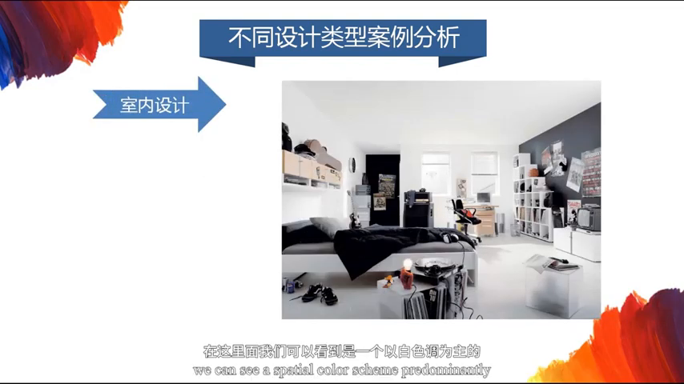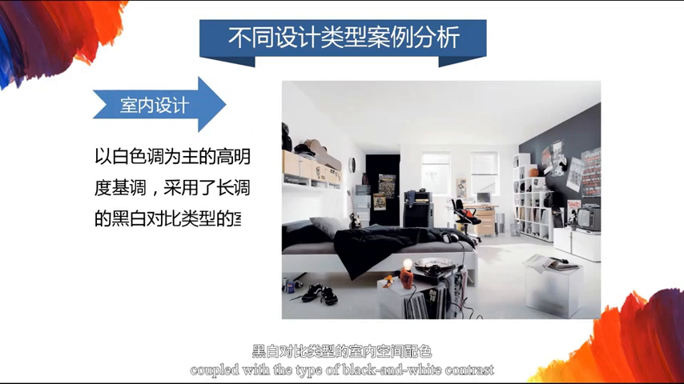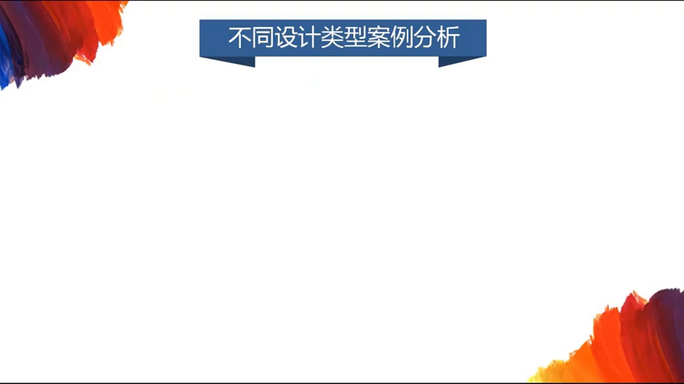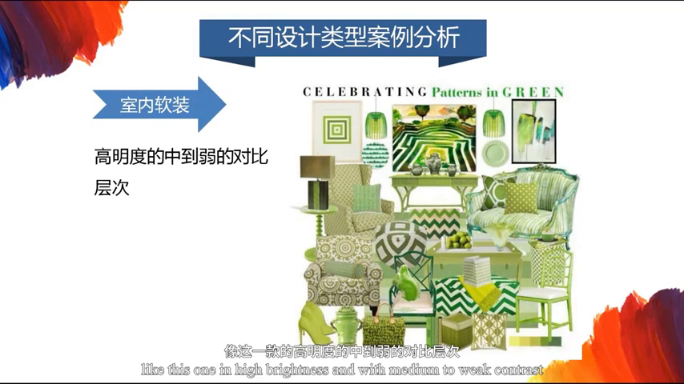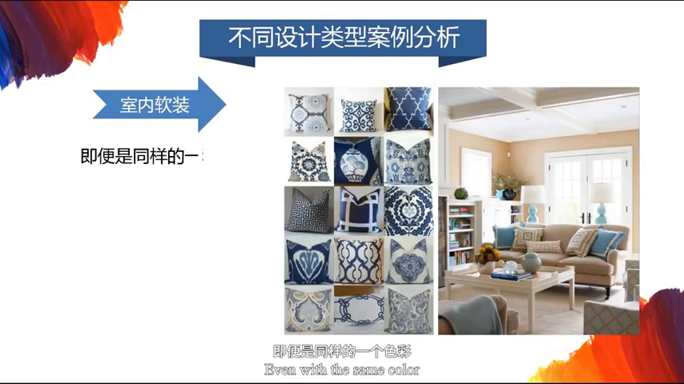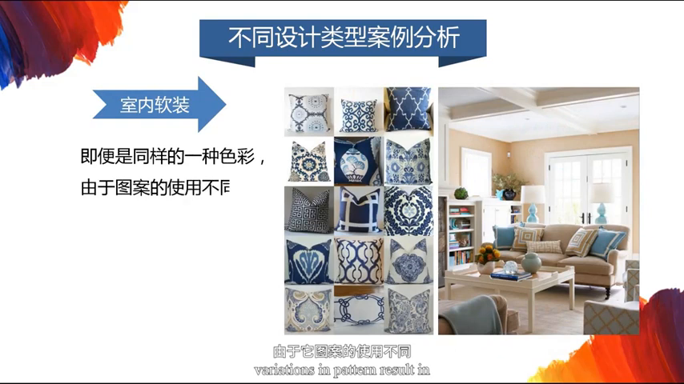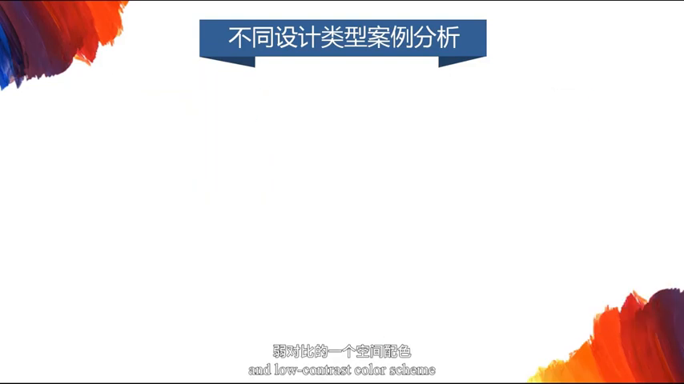In this interior space, we can see a spatial color scheme predominantly based on white in high brightness, coupled with the type of black and white contrast. Additionally, brightness contrast is common in interior decoration, like this one in high brightness and with medium to weak contrast. Even with the same color, variations in pattern result in different relationships between light and shade. As shown in the right picture, this image depicts a high brightness and low contrast color scheme.